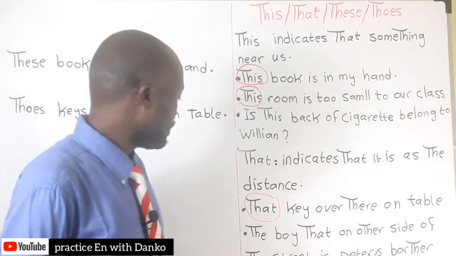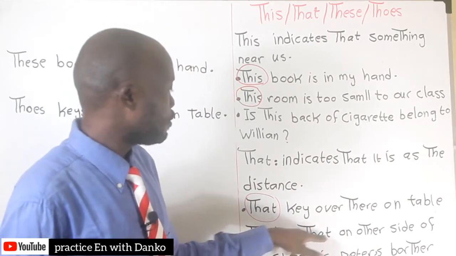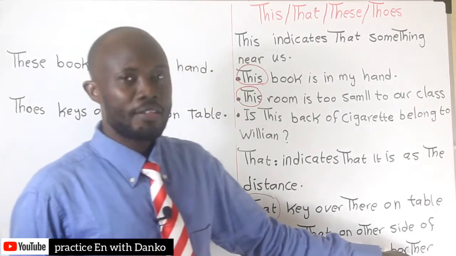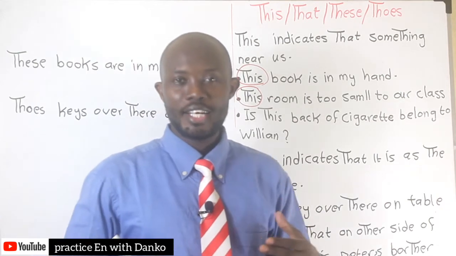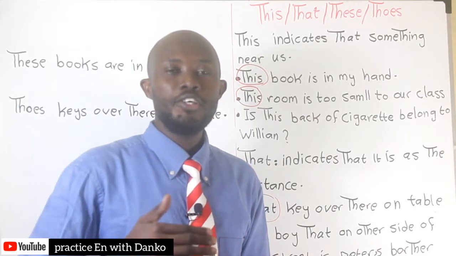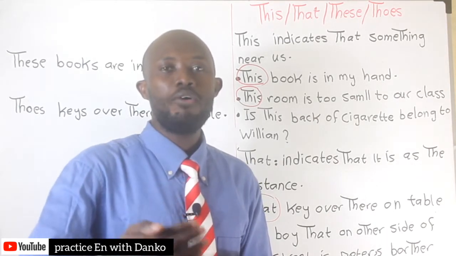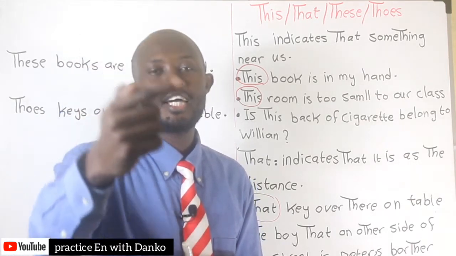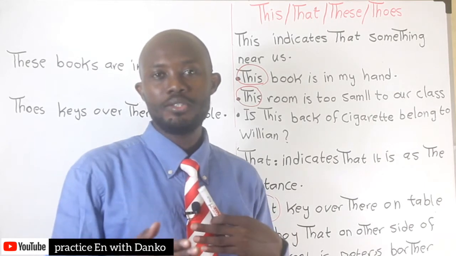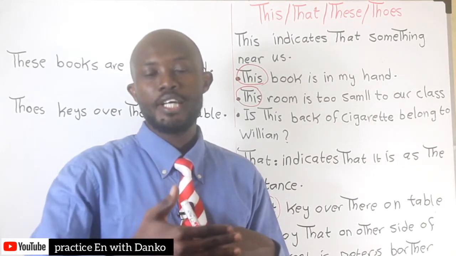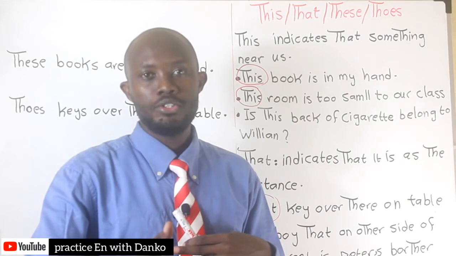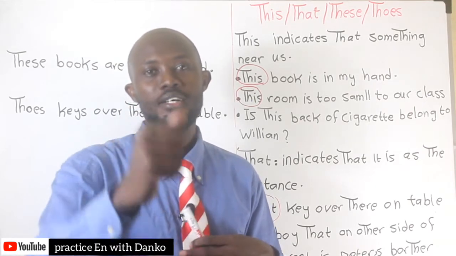Good. Next, the boy on the other side of the street is Peter's brother. Here in this case, you are in the street, but you want to indicate someone on the other side of the street. So in this case, you must use that. Why? Because there's a distance, or the boy is far away from you. So here you need to say that.